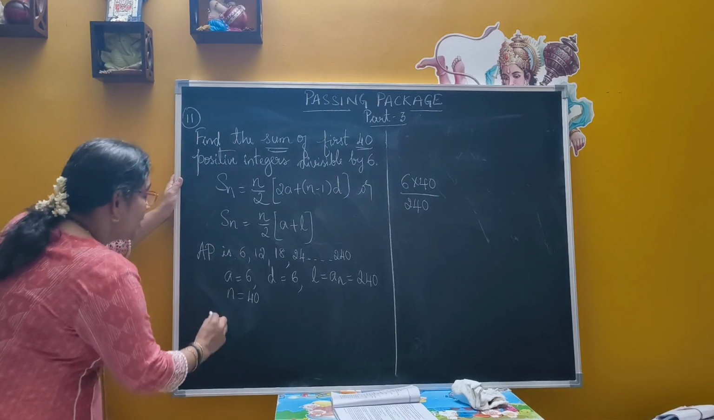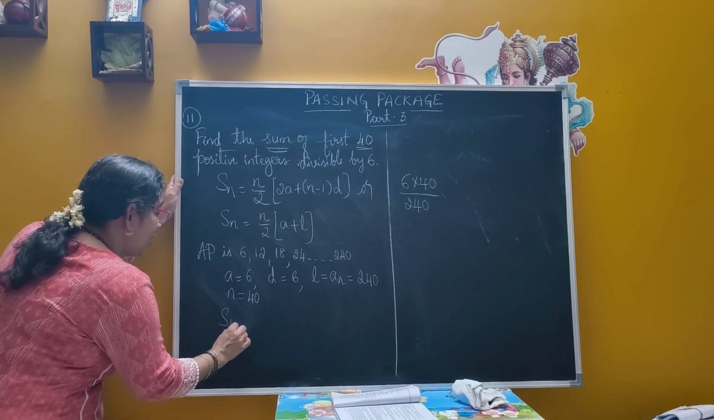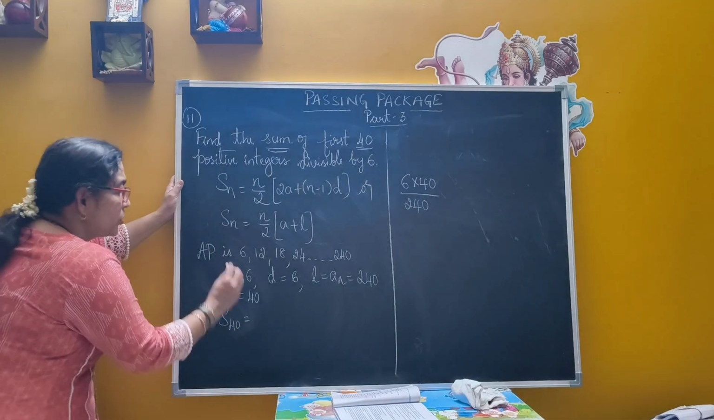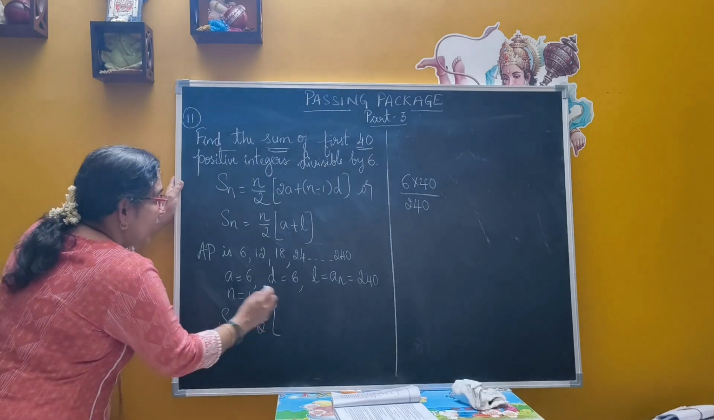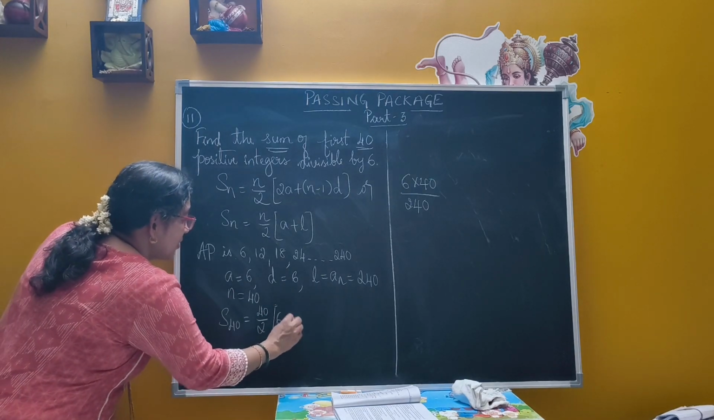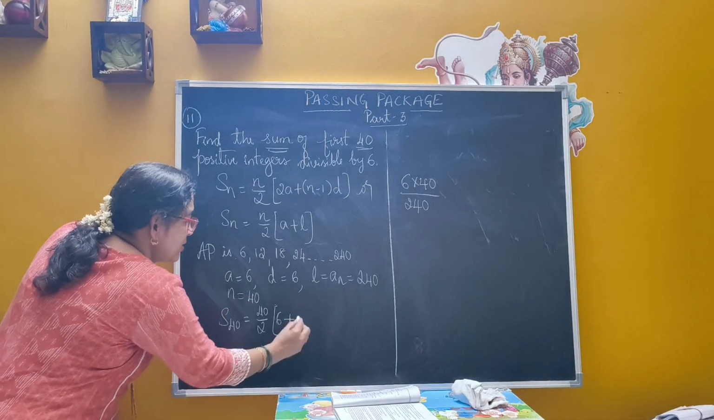So S_n, that is S_40, is equal to n by 2, that is 40 by 2, into (a plus l). What is a? 6, plus l, or a_n, which is 240.